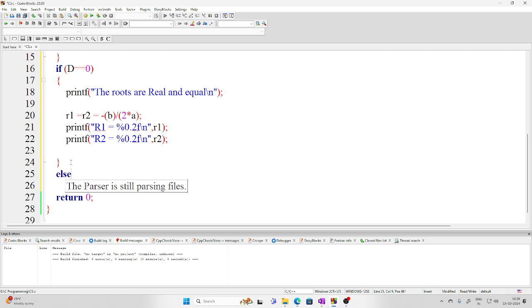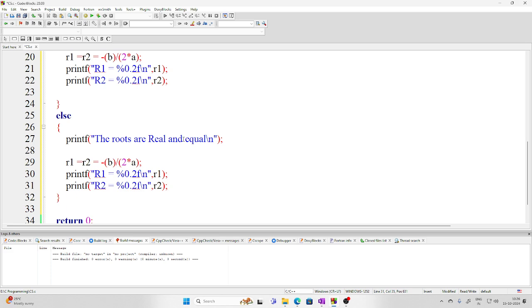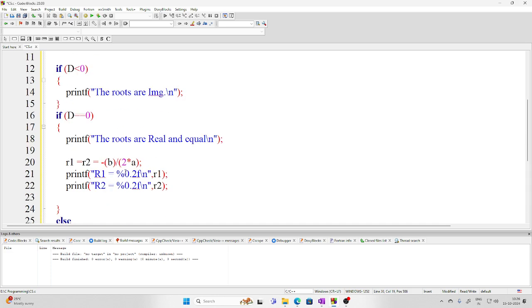Else, neither is it less nor 0, so that means it is having positive values. So what I can say is that the roots are real and unequal, and the roots will have values: minus b plus square root of discriminant by 2a, and the other one will be minus of it. That means on this side it is minus. So that's it. The program is over, done.